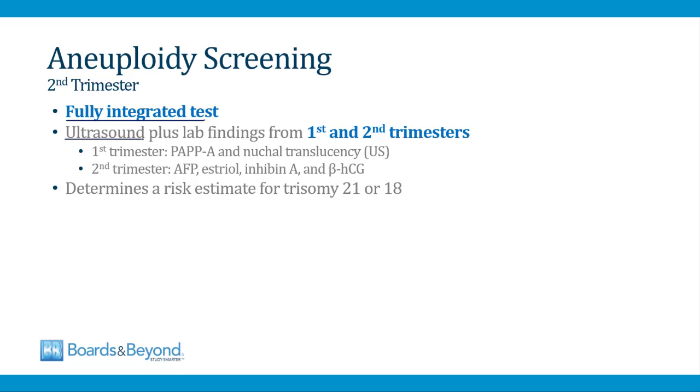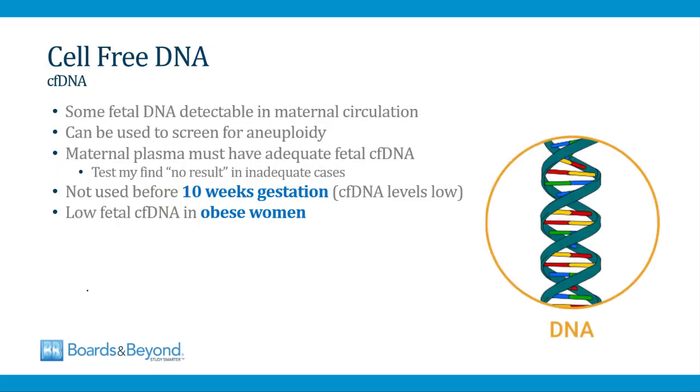This involves ultrasound parameters plus lab findings from the first and second trimesters to give a combined risk assessment of trisomy 21 or 18 only. So in the first trimester, you take the PAPP-A level and the nuchal translucency by ultrasound, and in the second trimester, you take the AFP, estriol, inhibin A, and beta-HCG levels. You plug all these things into a risk calculator, and it gives you a risk estimate of the risk of trisomy 21 or 18.